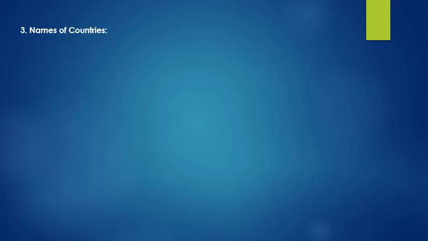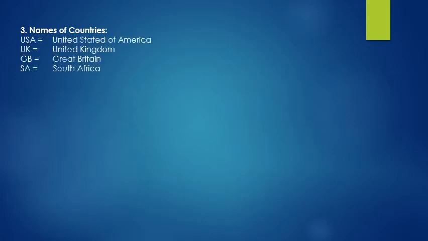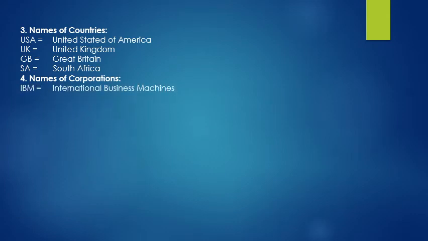Okay, so number 3 is also names of countries. So we get USA, United States of America, UK, United Kingdom, GB is Great Britain, and SA, South Africa. Names of corporations: IBM, International Business Machines. Names of famous people: MLK is Martin Luther King.